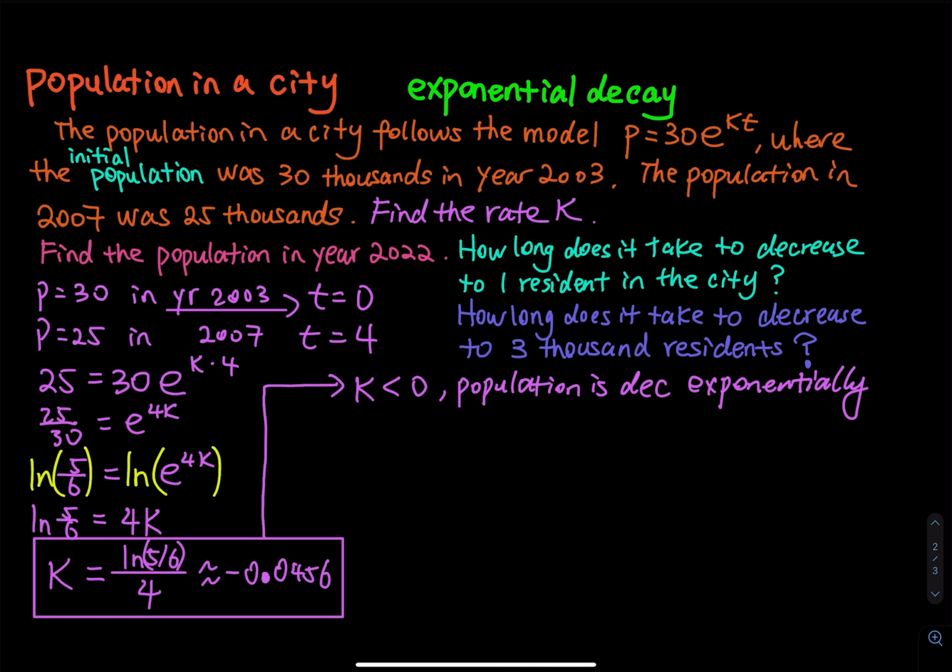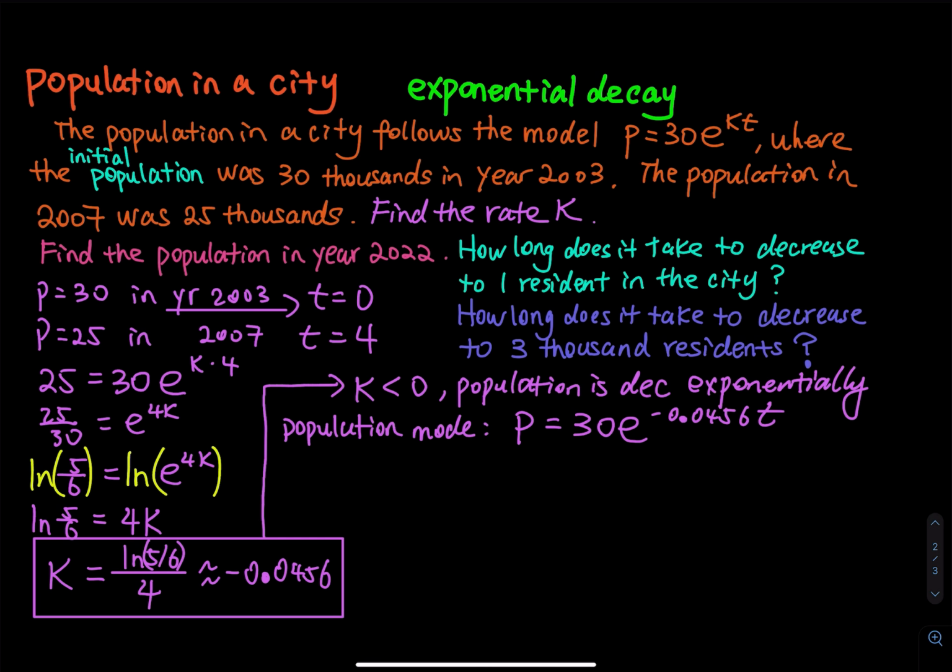Now you have k, you can rewrite the model, right? So now the population model: population equals initial population times e to the negative 0.0456 times t. Now, the next question is, how many decimal places should I use for k? I do not like approximation because approximation gives you round-off error. But to reduce the round-off error, try to use more decimal places. Usually the textbook uses 3 decimal places, but my personal preference is to use 4.